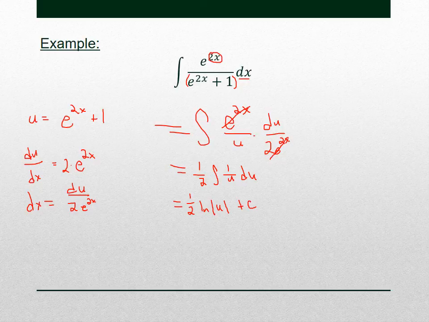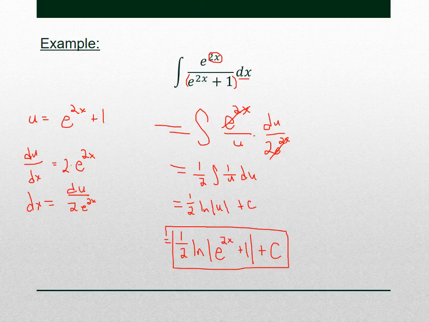All right, our last thing to do here, of course, is to substitute back in our u equals stuff with an x. When we do that, we get the natural log of the absolute value of e to the 2x plus 1 plus c. All right, and that is our antiderivative. You should check that that is the correct antiderivative by taking the derivative using the chain rule and seeing if you get what you started with up here.